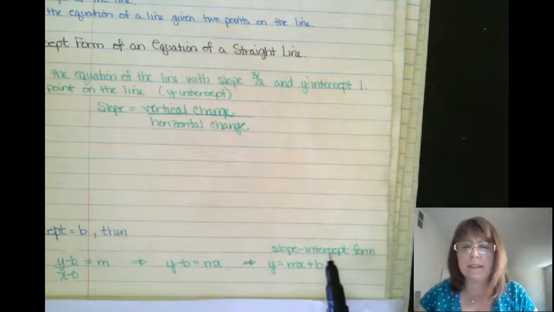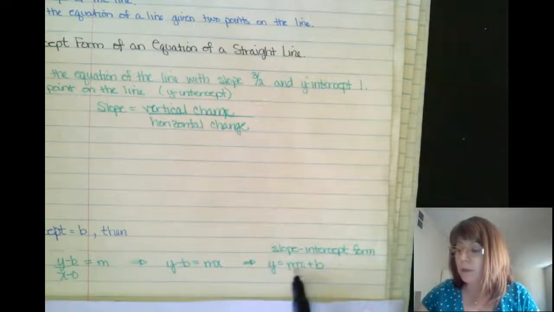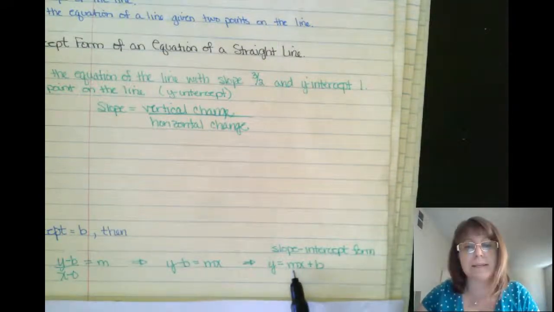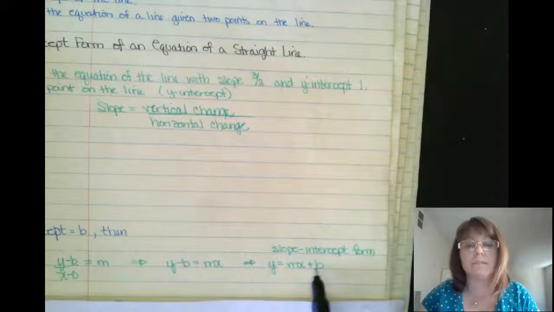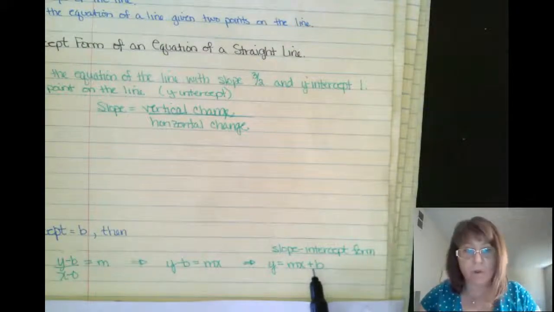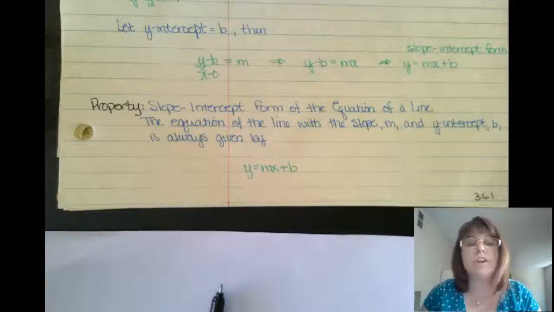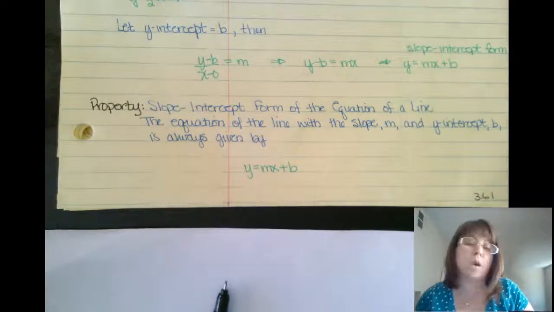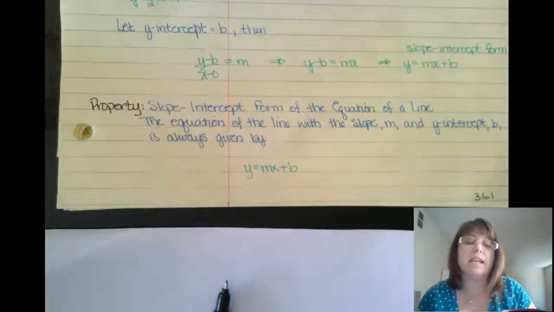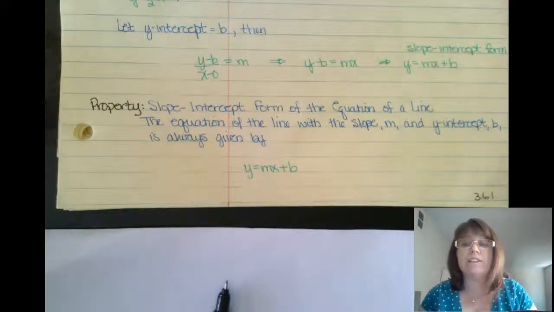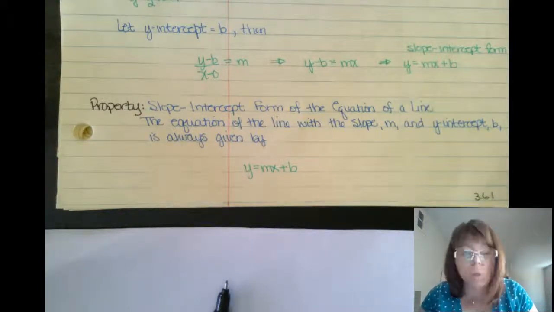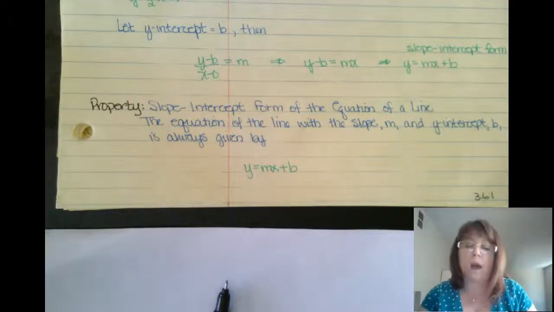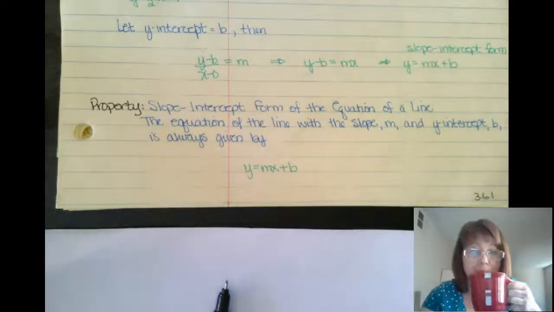Why do we call it that? Because it will immediately let me know what the slope is, that's m, and it will immediately let me know what the y-intercept is, which is b. It's just right out there for the whole world to see. So here's our property. Slope-intercept form of the equation of a line is the equation of the line with the slope m, the y-intercept of b, and it is always given by y equals mx plus b.